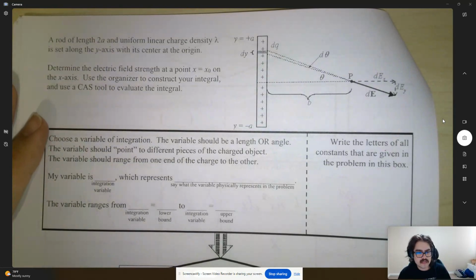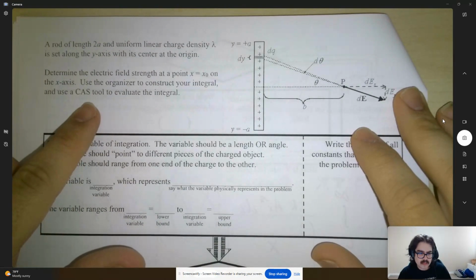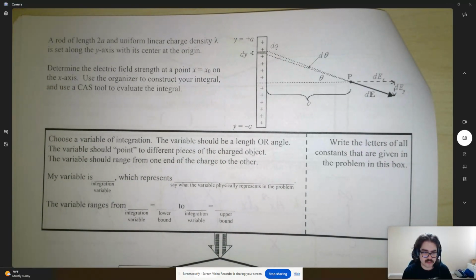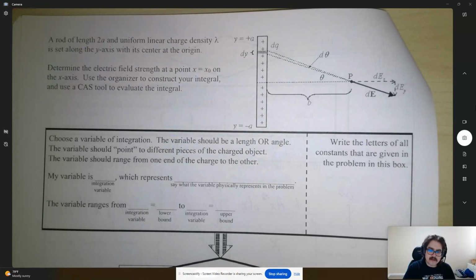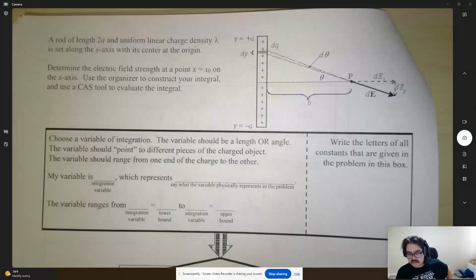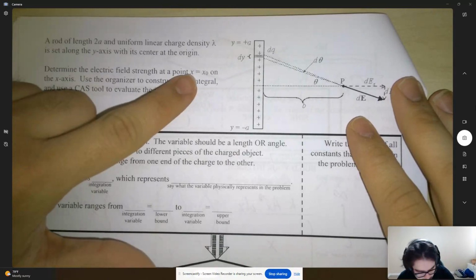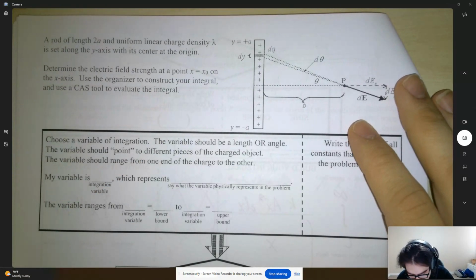It mentions using a CAS tool to evaluate the integral. And you can do that. A lot of the integrals that we do in class, some of the more challenging ones, you can use a CAS tool, but on the test, you're not going to have a CAS tool unless you have one on like a TI-Nspire. You're not going to have access to like the Symbolab Definite Integral Calculator or integralcalculator.com. So there's that. Okay. Determine the electric field strength at a point x equals x naught on the x-axis.